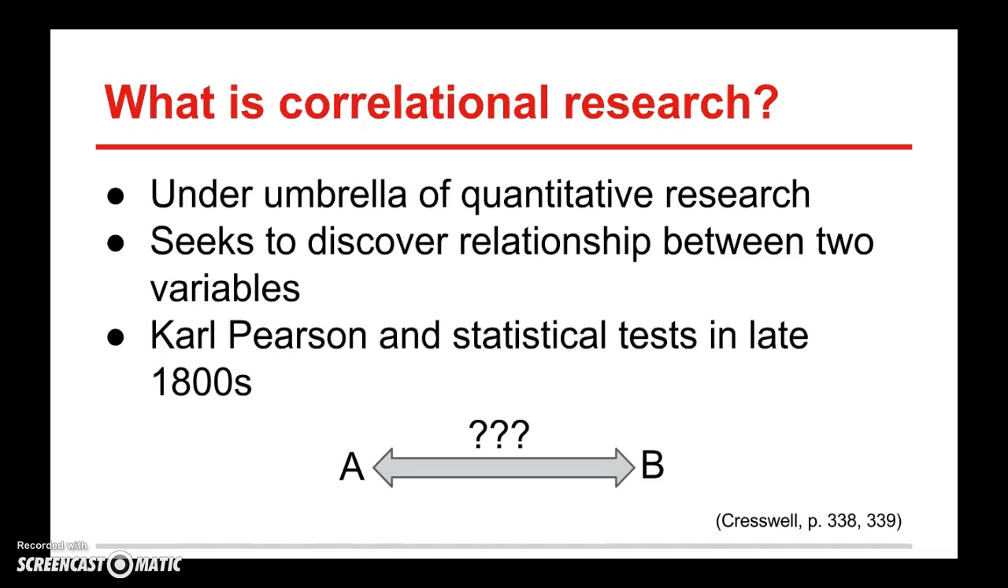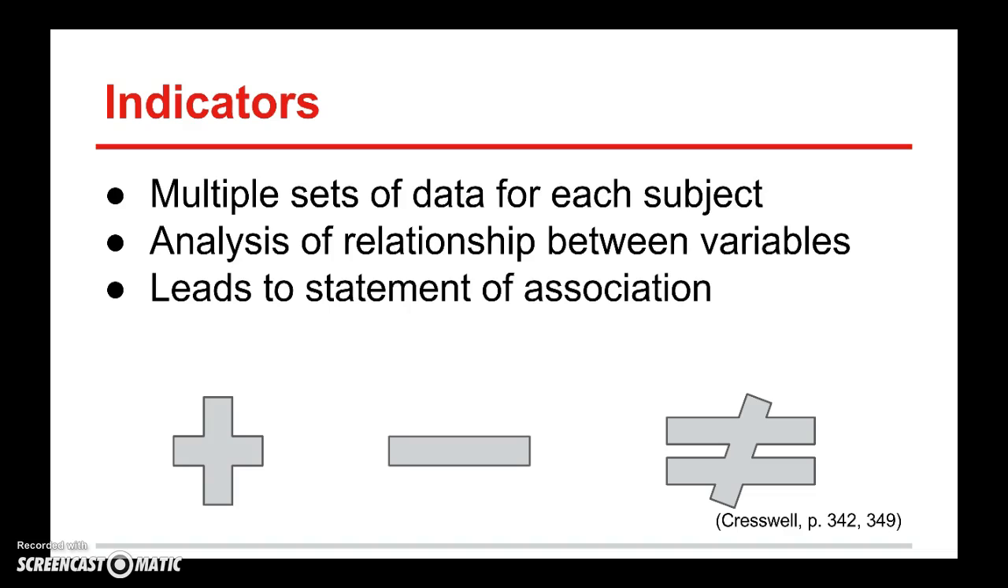Carl Pearson did some work in the late 1800s on statistical tests, which kind of led to the ability to use correlational research. And as time has progressed, especially with the advent of the computer, we've been able to add more variables into our research, therefore getting more precise research and more complicated research.